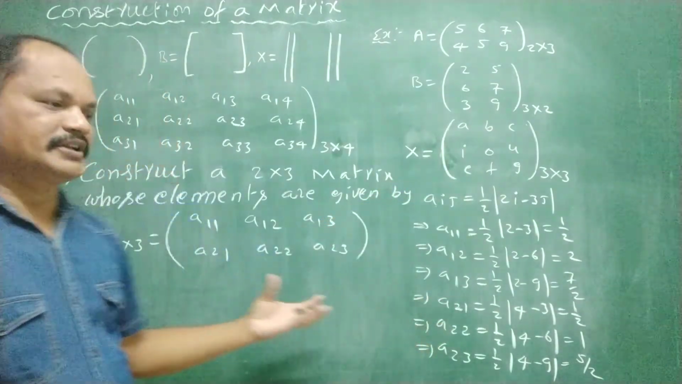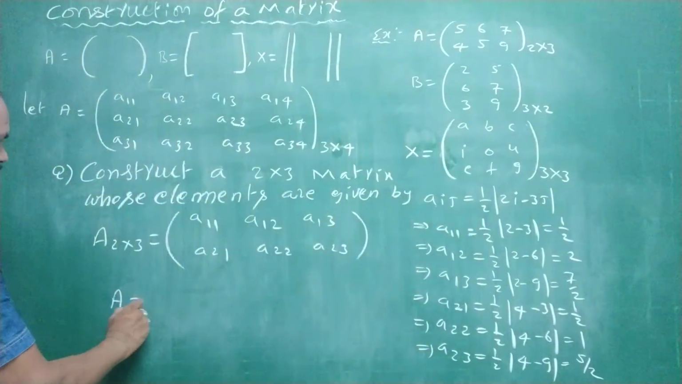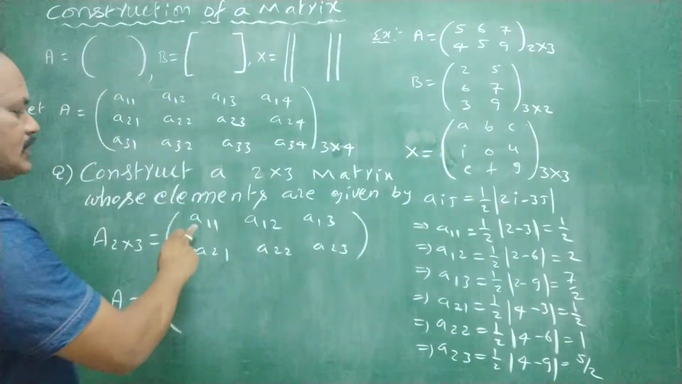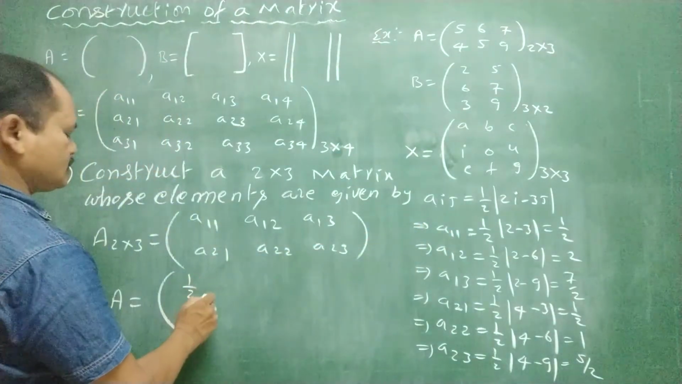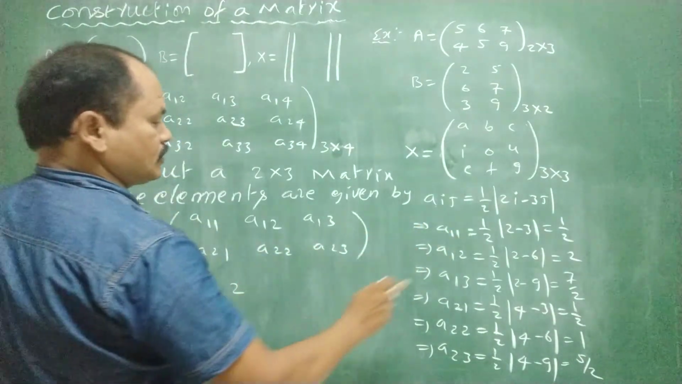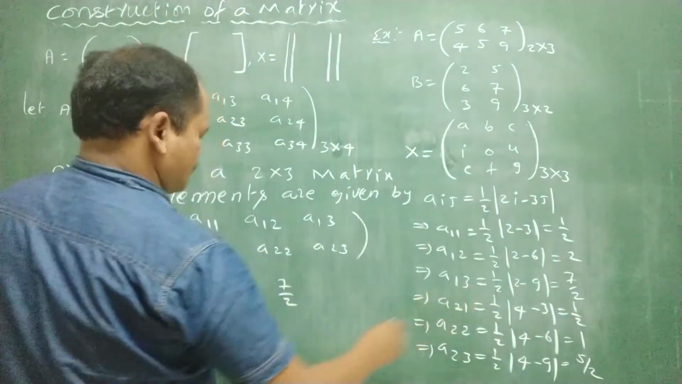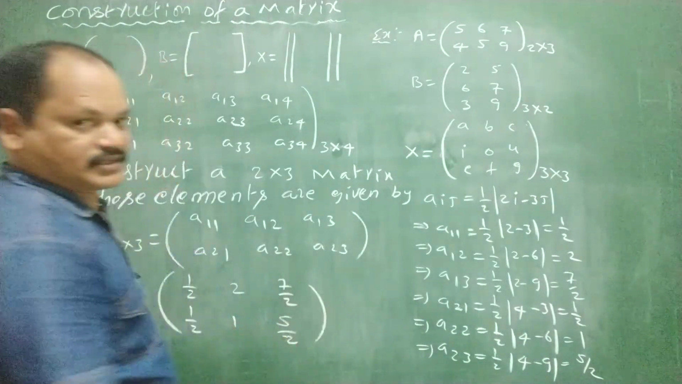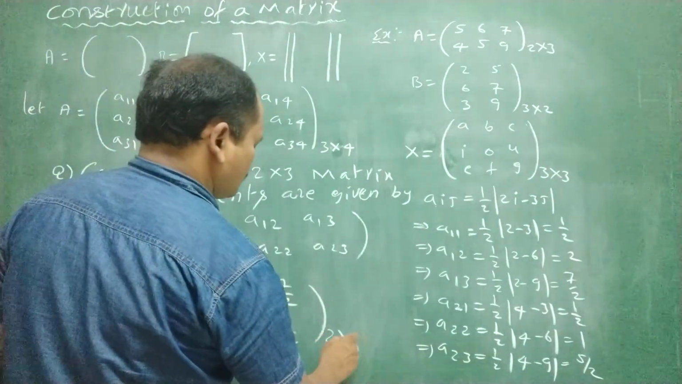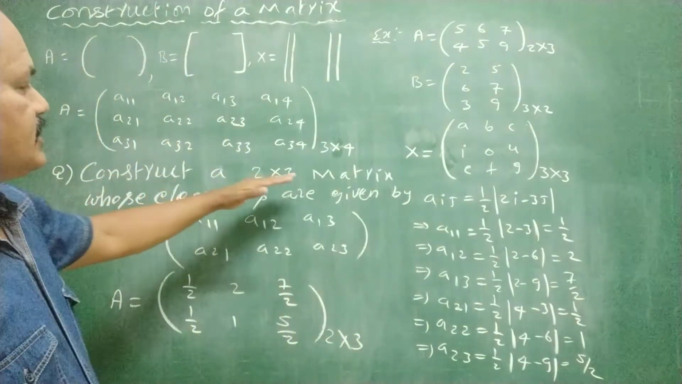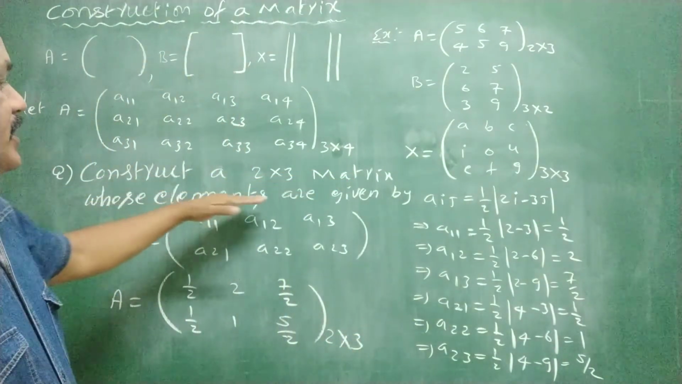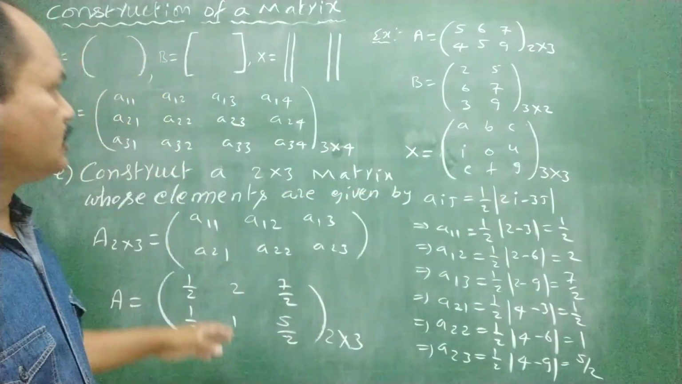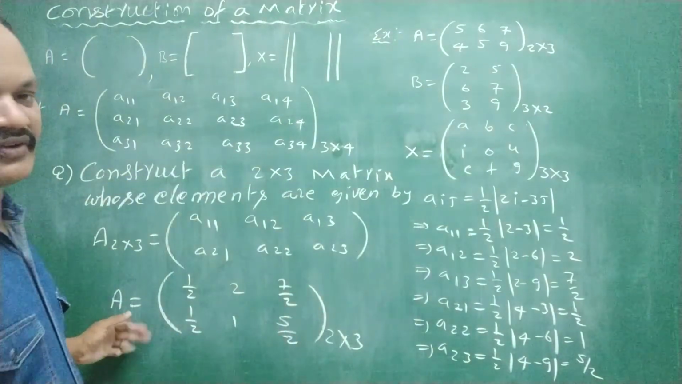All these values go into this matrix. Now the required matrix A contains 2 rows and 3 columns: A11 is 1/2, next 2, next 7/2; next 1/2, 1, 5/2. That's all. Now this is the required matrix of order 2 by 3. So according to the question, construct a 2 by 3 matrix whose elements are given by Aij is equal to 1/2 |2i - 3j|, this is the required matrix.